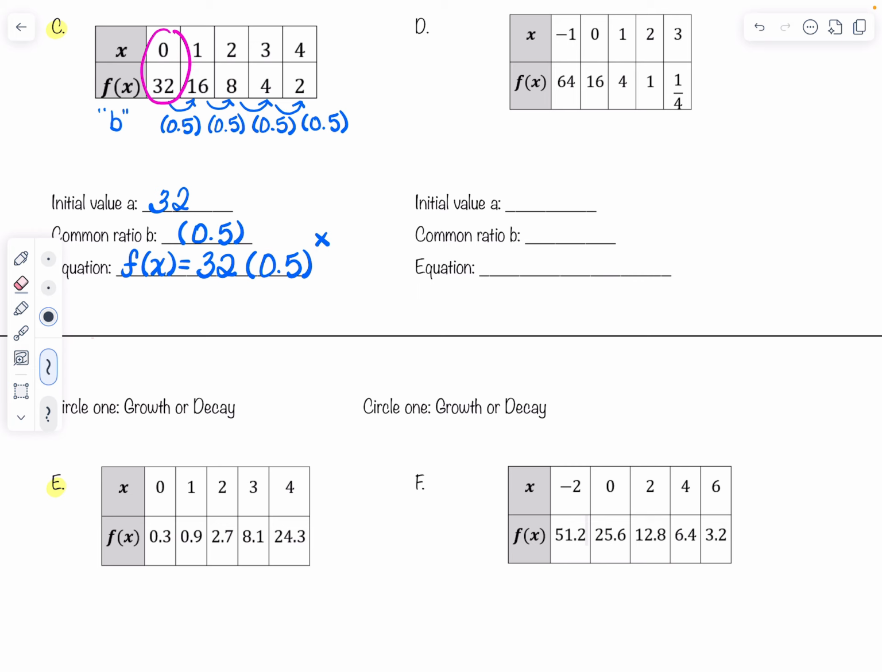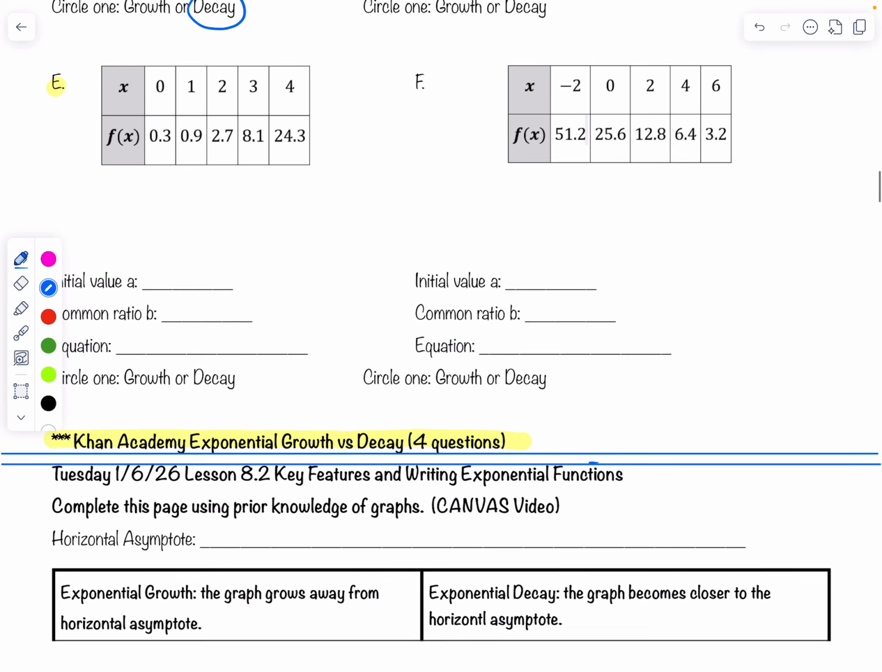All right, so this one here, B is 0.5, or 5/10. So that is actually between 0 and 1. So that is an exponential decay. All right, let's go on to our last example together.